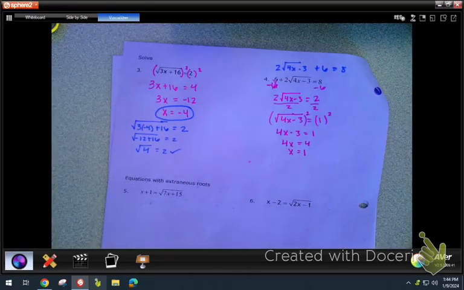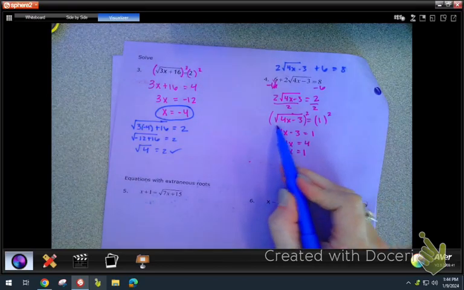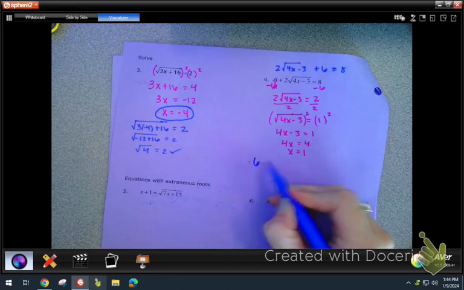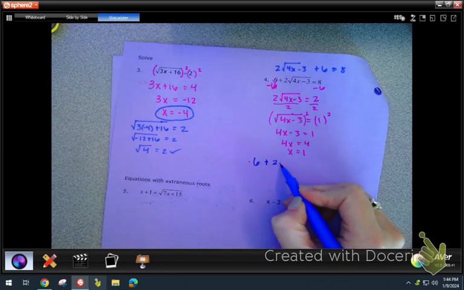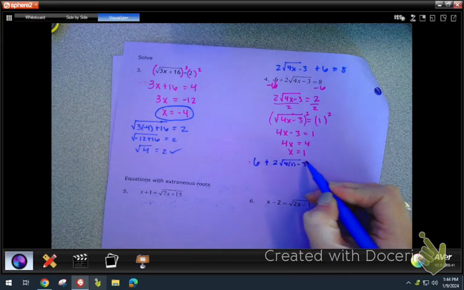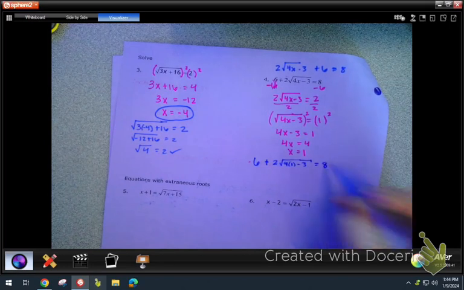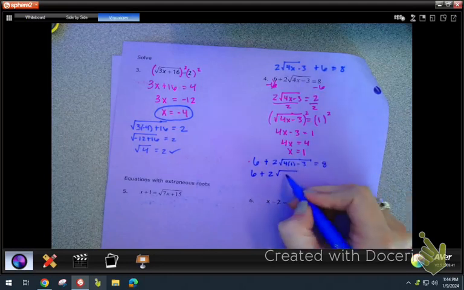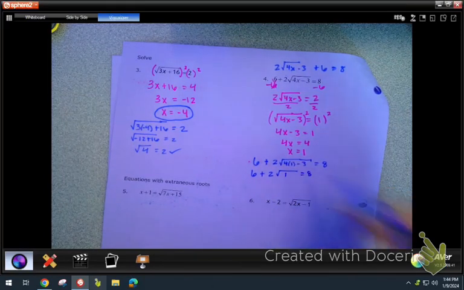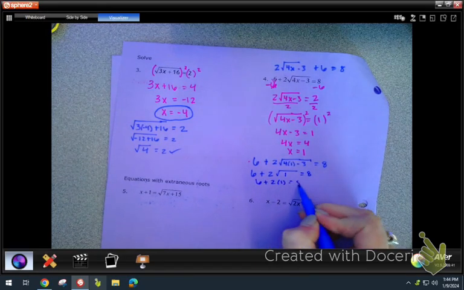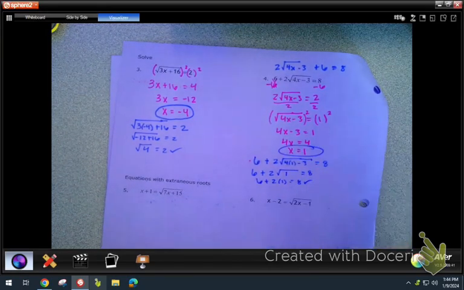And then again, when it comes to checking, you can either check in the original, or you can check in the isolated square root. I'm going to go to the original, but as long as it's a square root equation, then you could check there. 2 square root 4 times 1. 8. And that works.